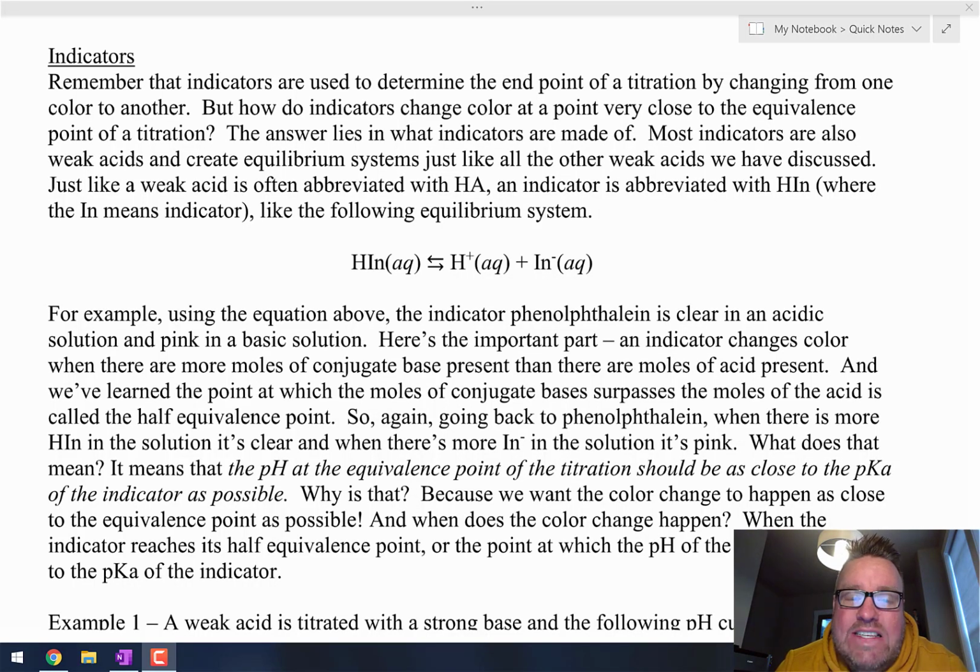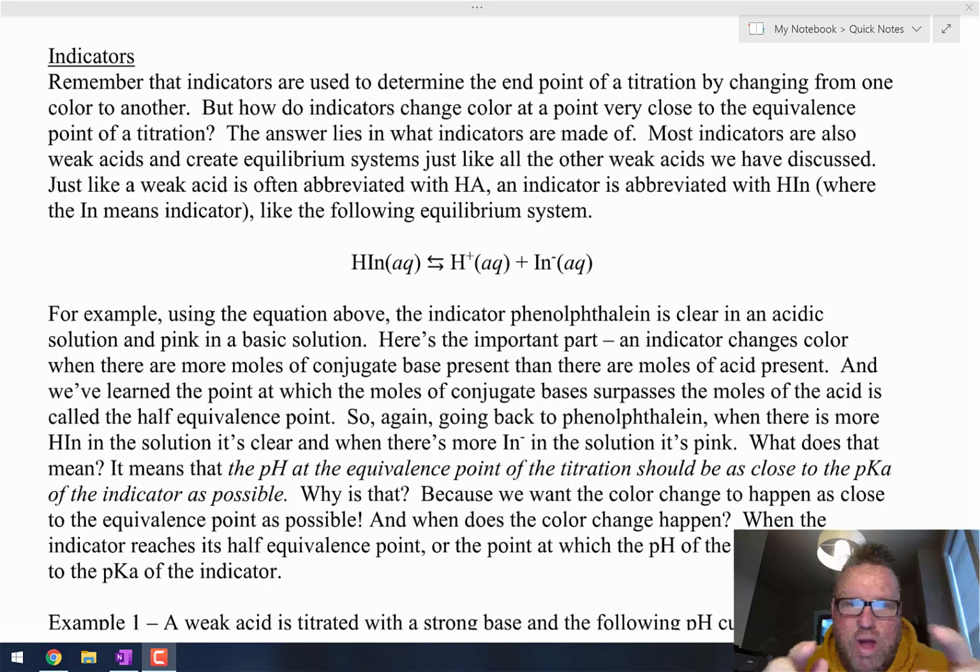All right, the last thing I'm going to talk about with buffers and titrations is a little bit about how indicators work. Remember earlier when we talked about you can use a pH meter for a titration, you can also use an indicator. And the way that an indicator works is that it changes color when you reach what's called the end point, which is very, very close to the equivalence point.